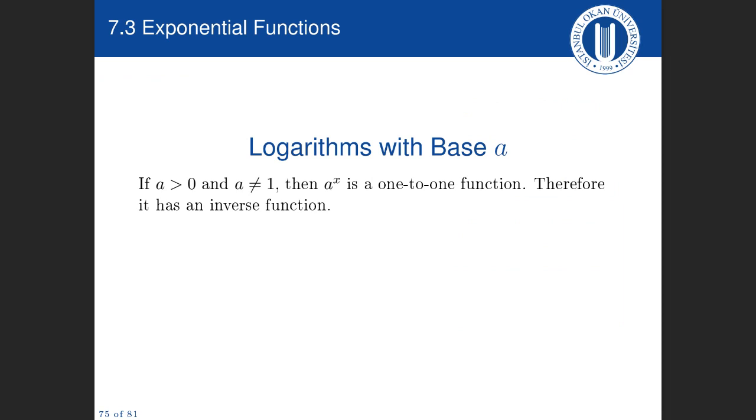Logarithms with base a. Suppose a is a strictly positive number and a is not equal to 1. Then a to the power of x is a one-to-one function, and if it's a one-to-one function, that means it must have an inverse function. We can go further because the derivative of a to the power x is not equal to 0. Think back to the start of today's lesson. This tells us that this inverse function must be differentiable.